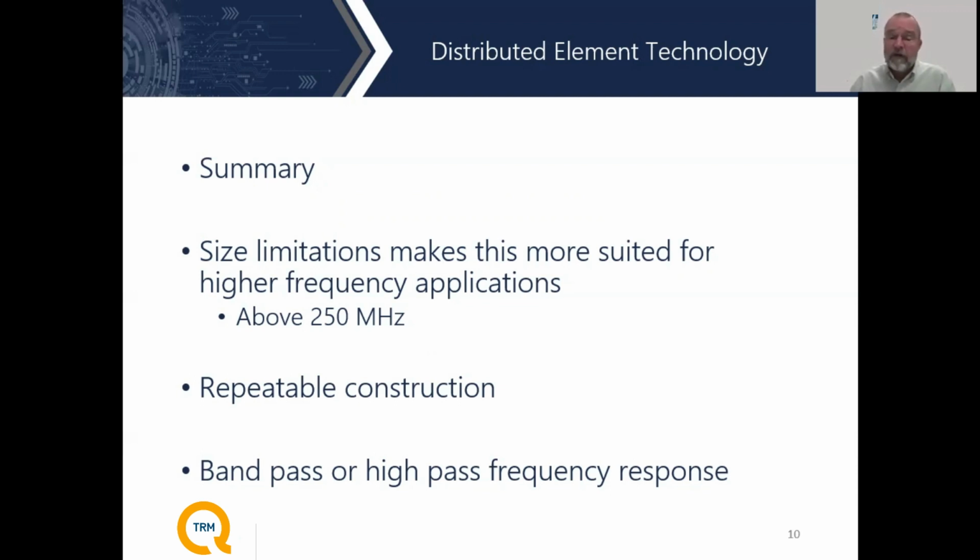The technology is great. It's very repeatable. We're talking about PCB, machine-based manufacturing, where we're laser direct imaging images onto panels and chemically etching them. So we get very, very good repeatability from that process. Most of these networks have a band pass, or sometimes we do have a high pass frequency response for these networks. And like I said, there are lots of advantages to distributed technology for higher frequency type components.